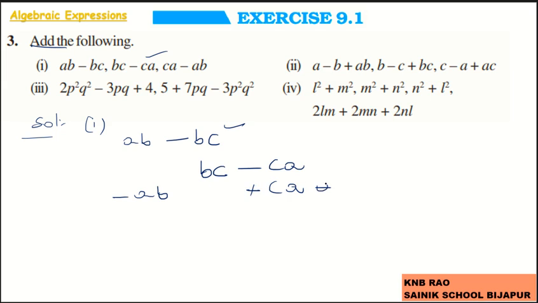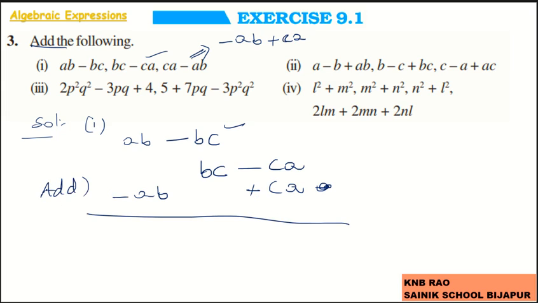Why? Because that minus AB is a like term for this. So, I have rearranged this third polynomial or binomial as minus AB plus CA. So, minus AB plus CA. Now, I am doing addition. When I am doing addition, there is no need of changing any symbols.